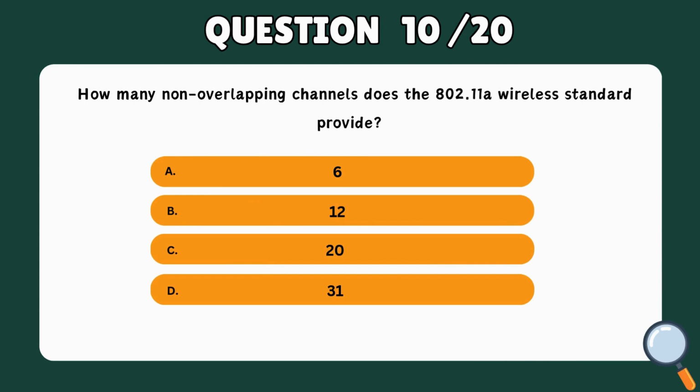Question 10. How many non-overlapping channels does the 802.11a wireless standard provide? A. 6. B. 12. C. 20. D. 31.